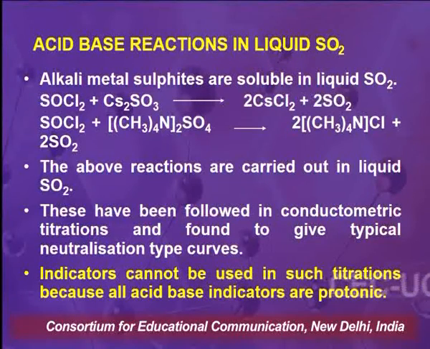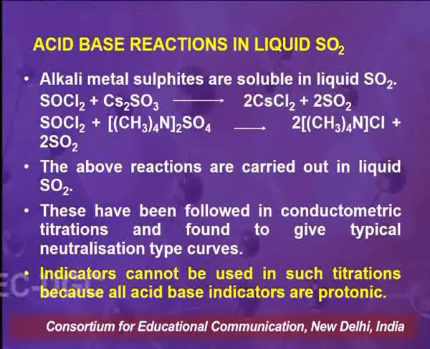They have been followed in conductometric titrations as well and have been found to give typical neutralization type curves. That means in these cases one of the ions is positively charged, the other ion is negatively charged, and the resulting product is a salt and the solvent is retained. So, the above examples are typical neutralization reactions, but indicators cannot be used to follow these reactions, just like we have indicators like phenolphthalein to carry out the titrations in liquid ammonia or in water, as you have all studied about HCl, NaOH titrations and a number of other titrations.